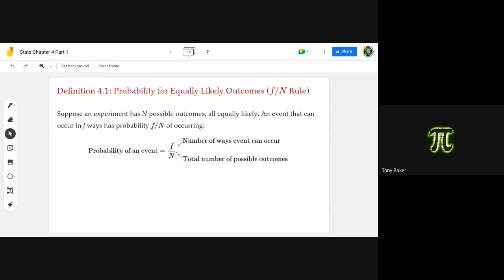Now, when you're talking about probability, there's a very specific way you have to think about it, which is actually kind of what you did. It's the number of ways the event can occur divided by the total number of events or possible outcomes. So that's how you calculate probability.